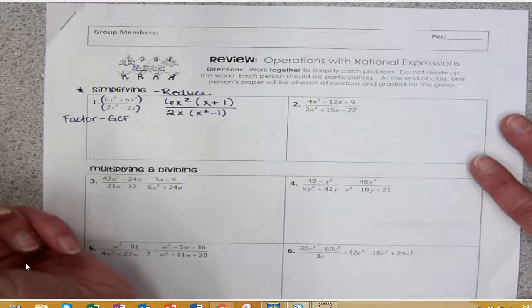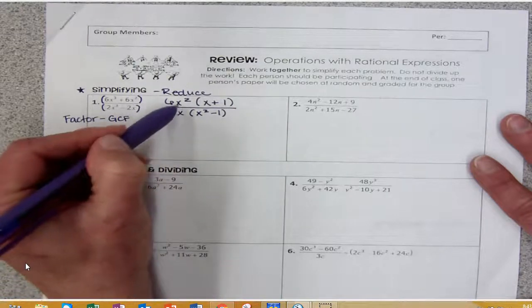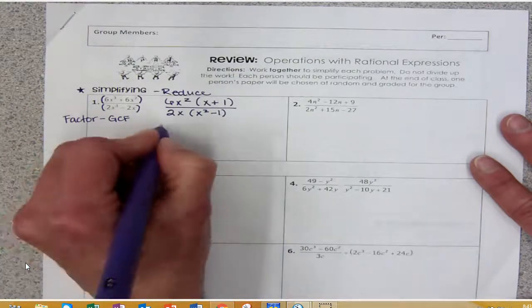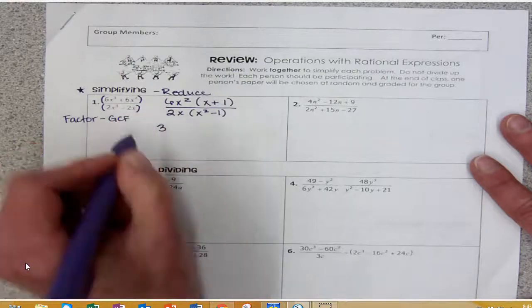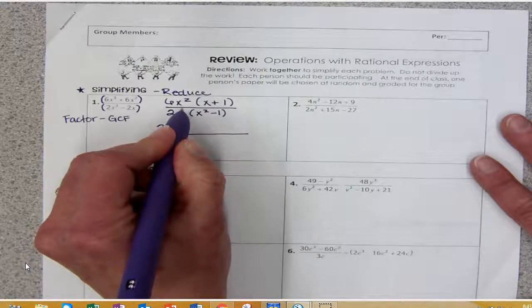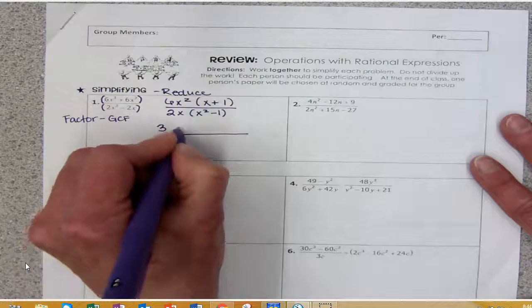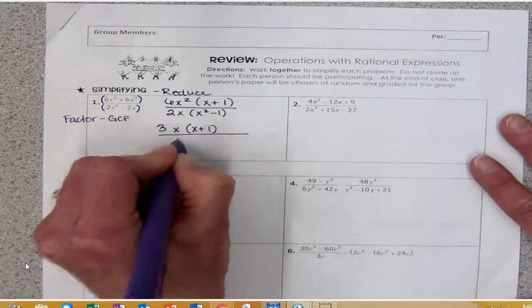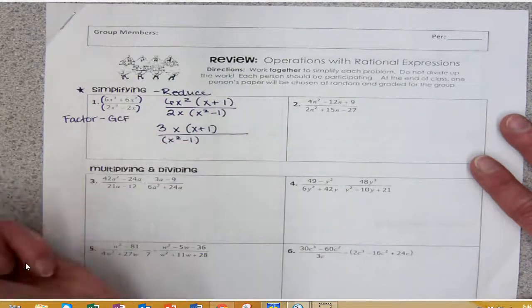Now at this point you may be able to see that 6 and 2 can be reduced and the x's can be reduced. So if you want to go ahead and reduce those, you would get 3 because 2 divided into 6 is 3. And when you have x in the denominator and x squared in the numerator, you can cancel out one of those x's. So you'd be left with 3x times x plus 1 over x squared minus 1.